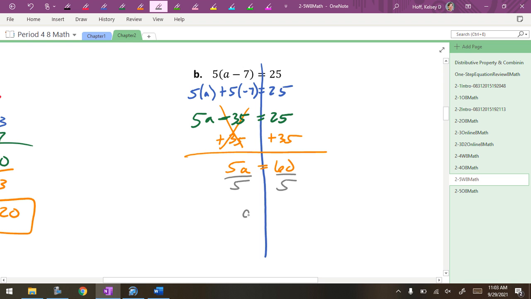A equals 12. Be cautious. The questions they asked this morning were all about the distributing. That's where they were thrown off. So be very cautious. Double check your multiplication. Okay?